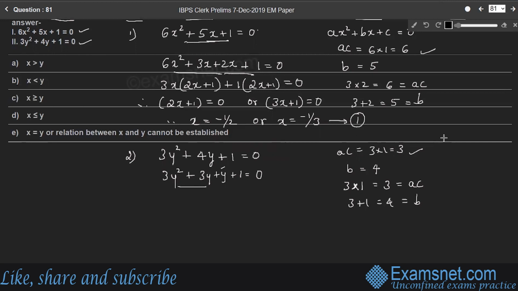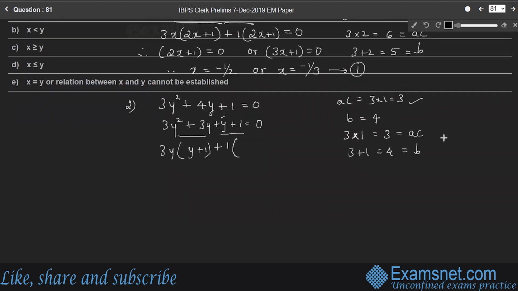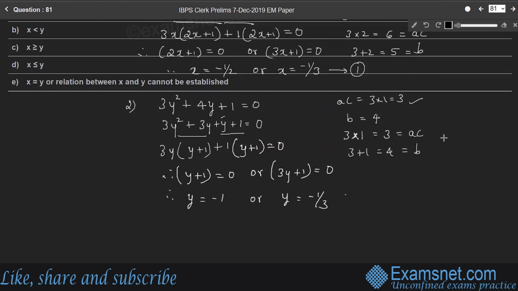Right? So take first two terms where 3y is common, which is y plus 1. And the last two terms where 1 is common, 1 into y plus 1 is equal to 0. Therefore, y plus 1 is equal to 0 or 3y plus 1 is equal to 0. Therefore, y is equal to minus 1 or y is equal to minus 1 by 3. Consider this as 2. Right?